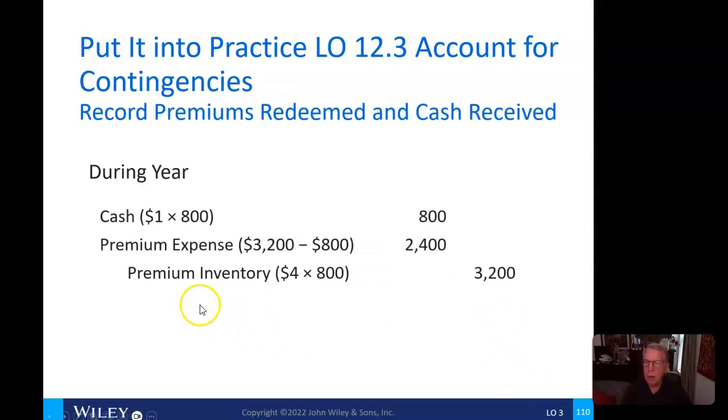And during the year, we are going to record the cash of $1 times 800. The premium expense will be the 3,200 minus 800 here, and the premium inventory 4 times 800.